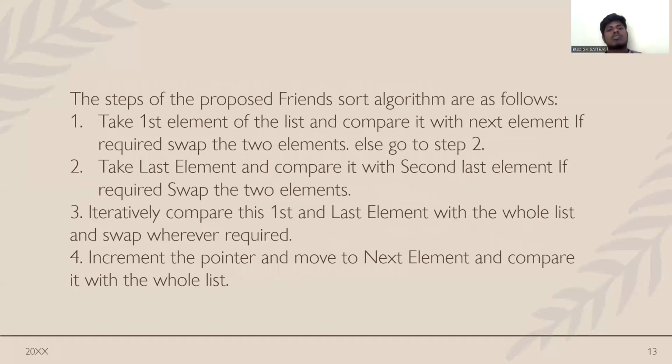The steps of the proposed friend sort algorithm are as follows. First, take the first element of the list and compare it with the next element. If required, swap the two elements, else go to the next step. First of all, it will take the first element of the list as given, and compare it with the next element. If a swap is required, it will swap, otherwise it will go to step 2.